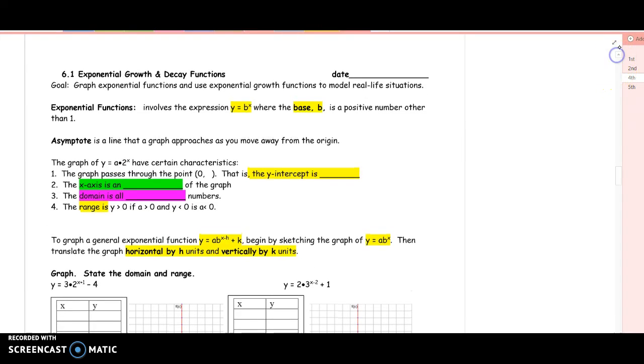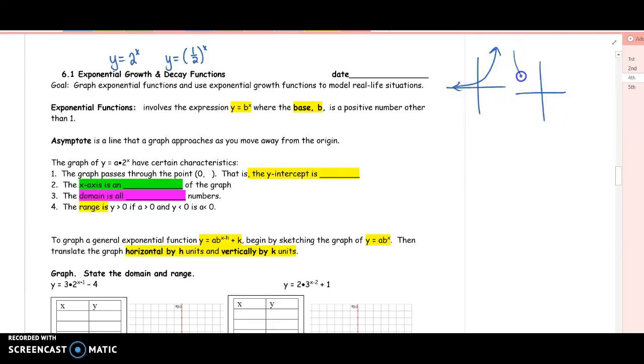Exponential growth functions are equations like y equals 2 to the x. Exponential decay functions are something like 1/2 to the x. We're going to talk more tomorrow about the difference between exponential growth and decay, but we'll mention it as we do these examples. So an exponential function involves the equation y equals b to the x, where the base b is a positive number other than 1.